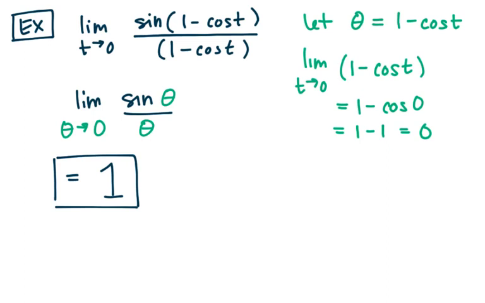So I hope that helps. Just remember, sometimes you have to get creative with your manipulation and your factors. And it has to be sine theta over theta, or sine of whatever the argument is. That argument exactly needs to be in the denominator. So 1 minus cosine theta is the argument, and 1 minus cosine theta is in the denominator.